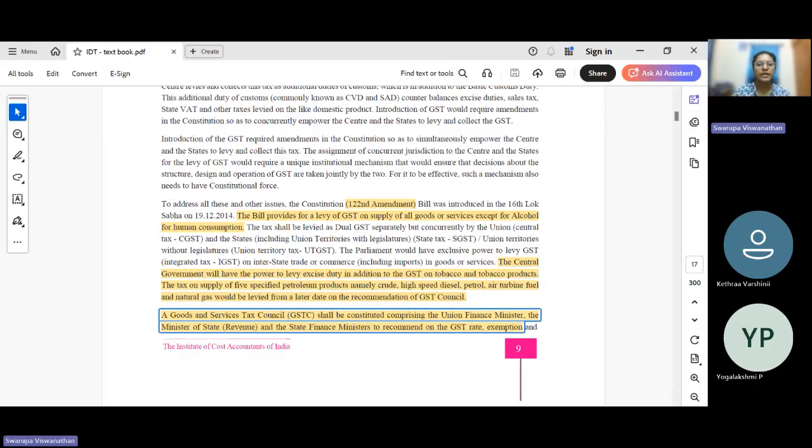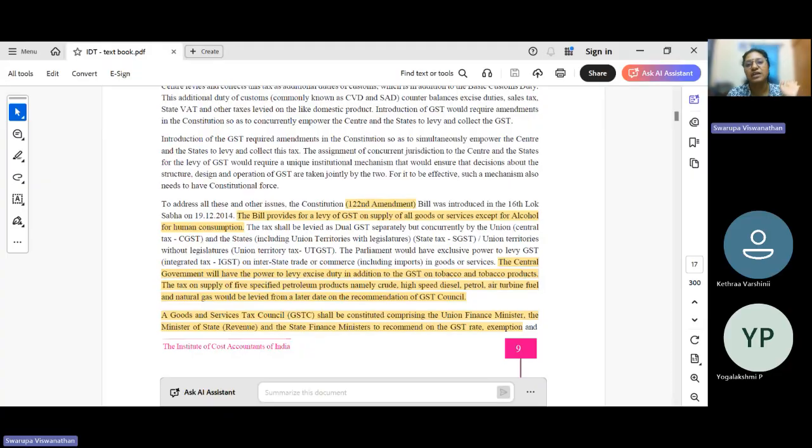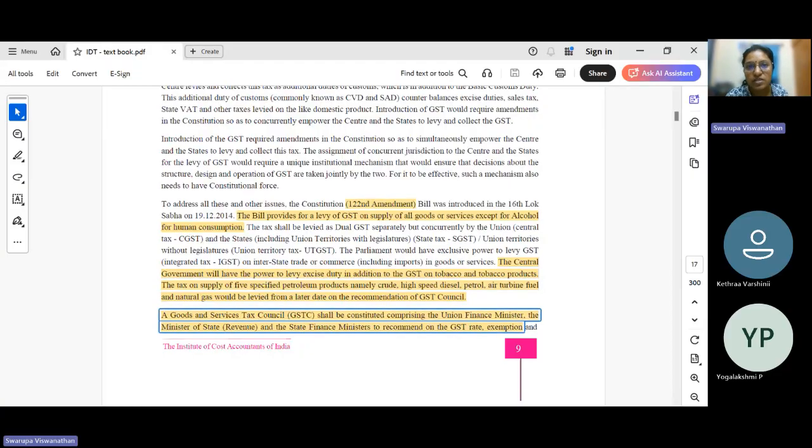Now these pointers will again help you with respect to MCQs. Next comes the GST Council. You can get a 7-mark question with respect to the GST Council. What do they do? What is their administration? What is the composition of the GST Council? Any of these aspects can be covered under that 7 marks under Section 6A or B.